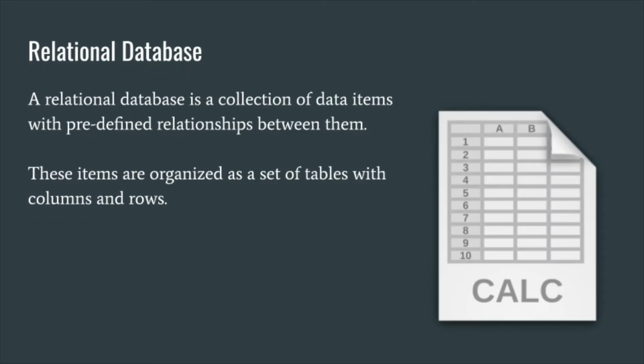A relational database is a collection of data items with predefined relationships between them. These items are organized as a set of tables with columns and rows.